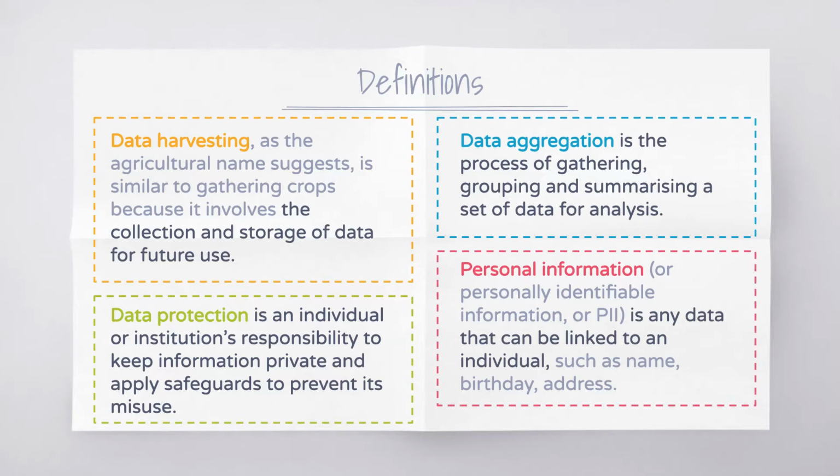And finally, personal information, or sometimes referred to as personally identifiable information, or PII for short, is any data that can be linked to an individual. These include things such as your name, birthday, address, a driver's license, phone number, email address, etc. It's important to note that when we're talking about data in the media, not all data is PII, but some of it is, and of course, that becomes a more sensitive issue.